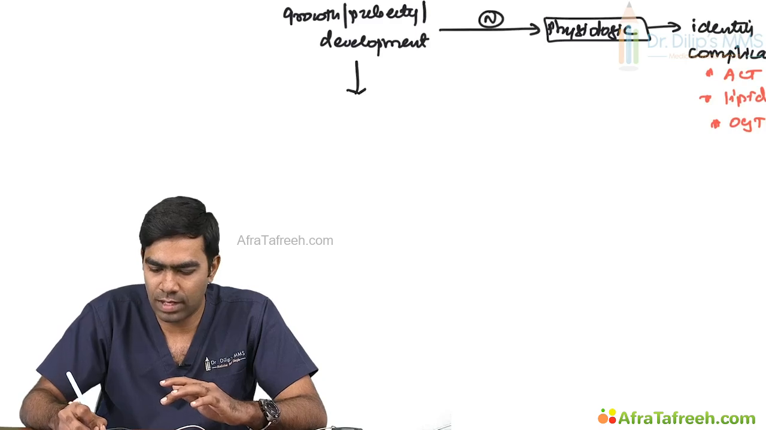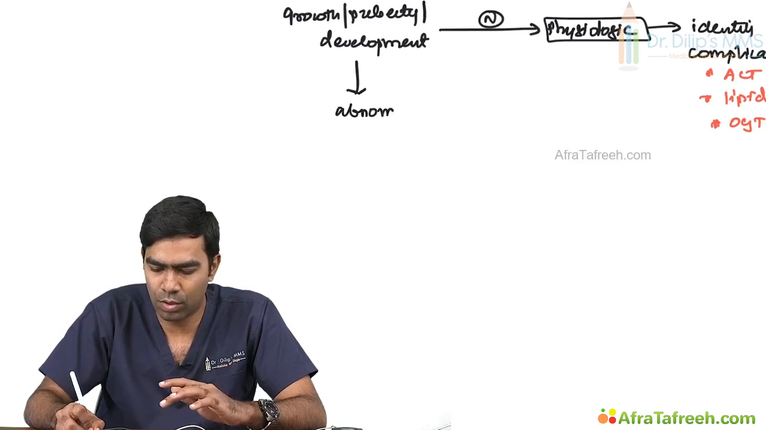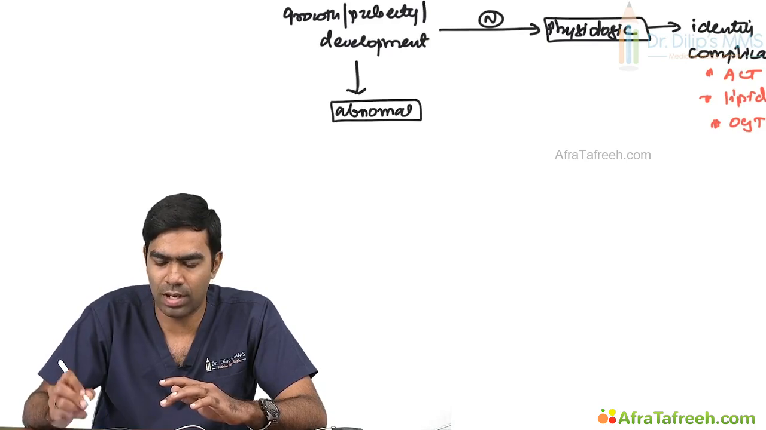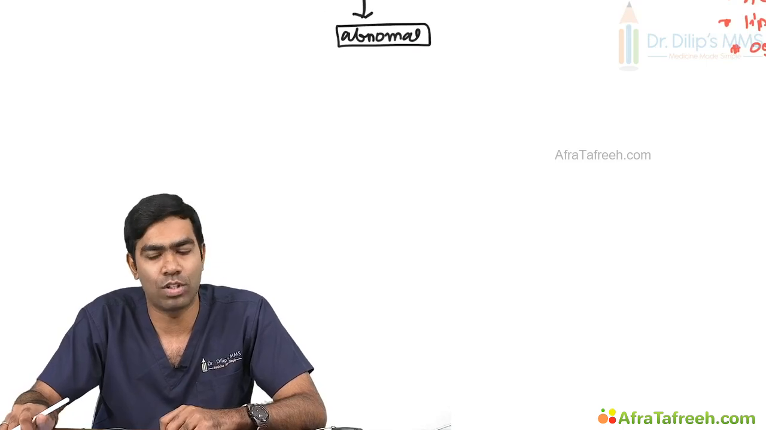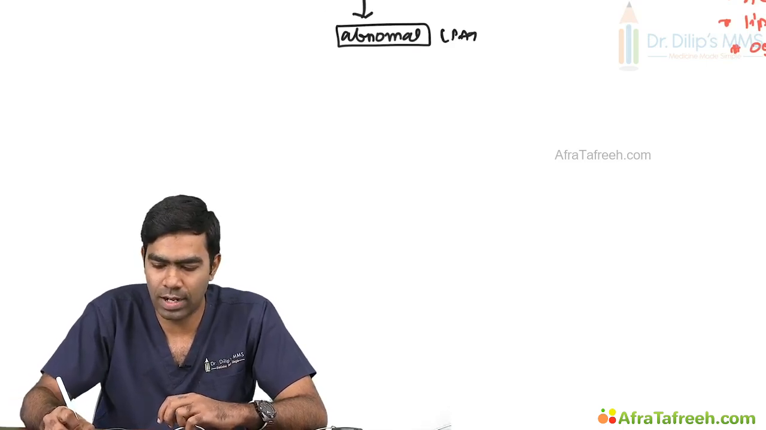Suppose if growth, puberty, development is not normal, and if it is abnormal, so now I have to suspect pathological obesity. So very likely it will be a pathological obesity.